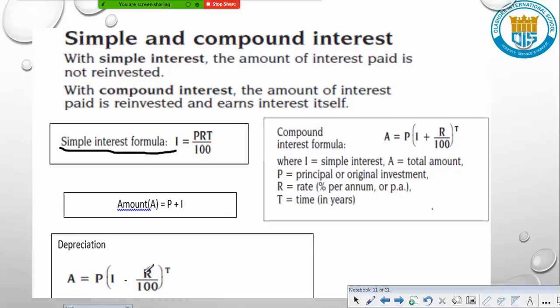So the difference between depreciation and compound interest is this sign. For compound interest it is plus, for depreciation it is minus. So you have to take note of that.